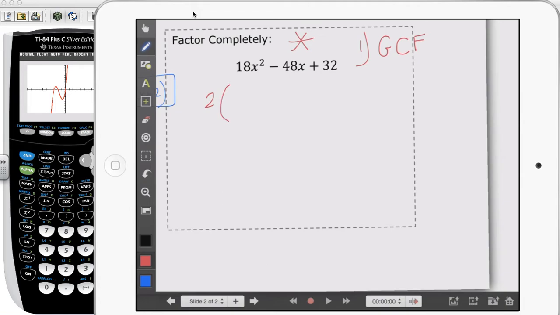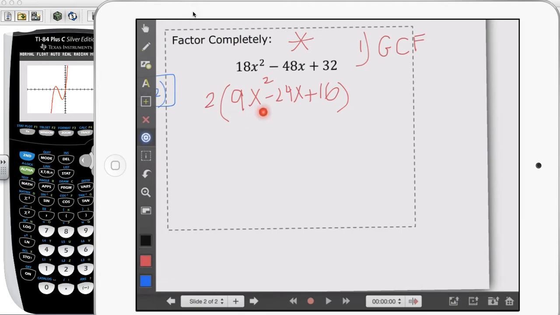So what's going to be left of the 18 if I factor 2 out? 2 times what gives you 18? 9. And I'm going to copy x to the second. What's going to be left of 48 if I factor 2 out? 24. What's going to be left of 32 if I factor 2 out? 16. Okay, so as you can see, 2 is the GCF, the greatest common factor.